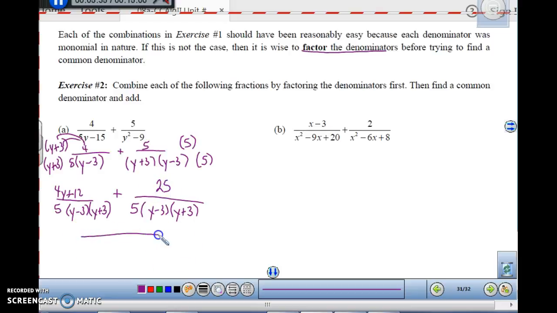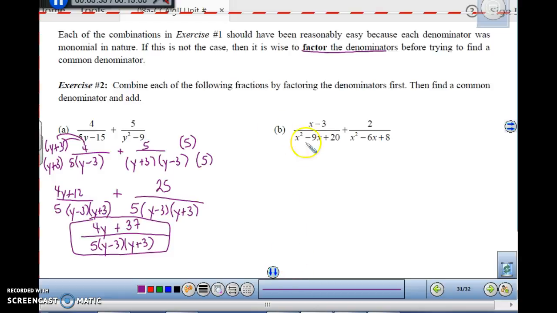All right, so keep the denominator, 5 times y minus 3 times y plus 3, and then add the numerators. 4y plus 12 plus 25 is 4y plus 37. Yep, that's it. All right, now that doesn't factor anymore. There's nothing I can cancel, so that is my final answer.